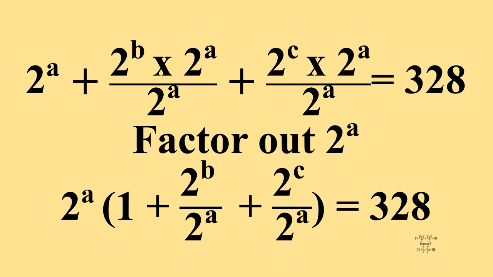Then equals 328. So we have 2^a, open bracket, 1 plus 2^b over 2^a plus 2^c over 2^a, close bracket, equals 328.